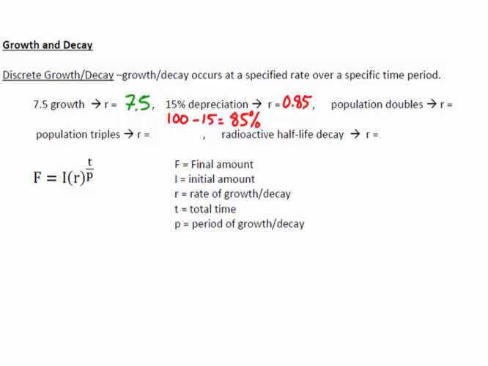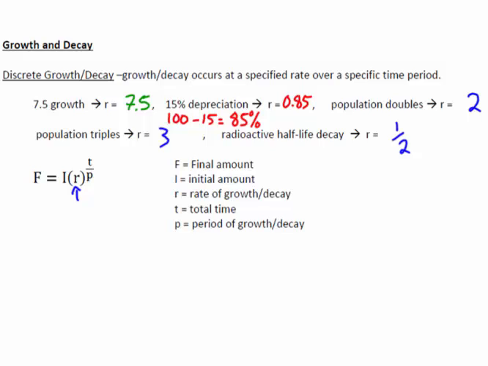Appreciation or depreciation? Well, if our population doubles, then our R value must be 2. If our population triples, it must be 3. And one you've seen in some science class, the half-life decay, our R value is a half. And all of those R values are really just the base in an exponential equation.